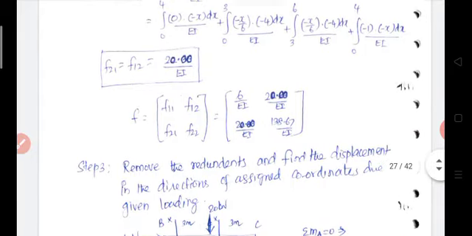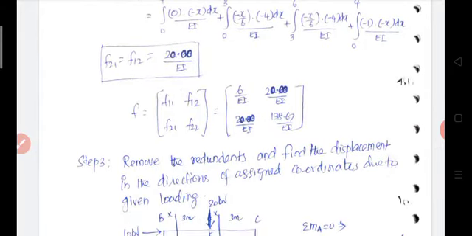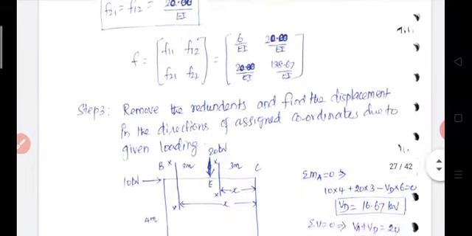The final flexibility matrix is a 2 by 2 matrix. Okay. So, there are two assigned coordinates. Therefore, the order of the matrix is 2, it is a 2 by 2 matrix. Okay. So, it is 6 by EA, 20 by EA, 20 by EA, 138.67 by EA.